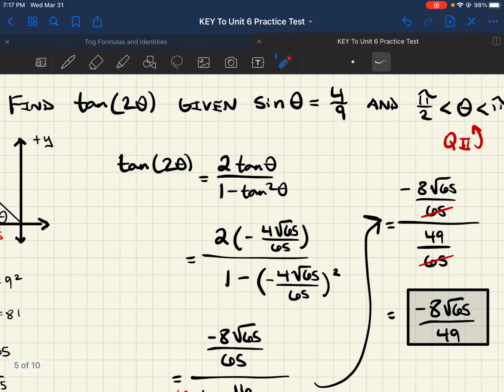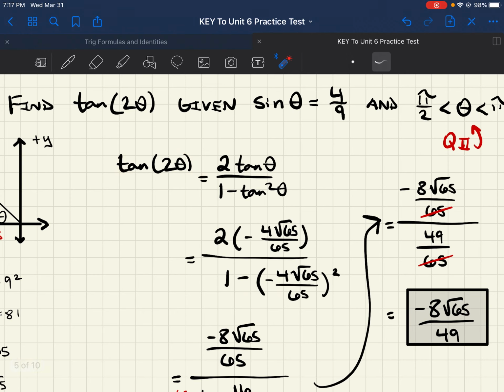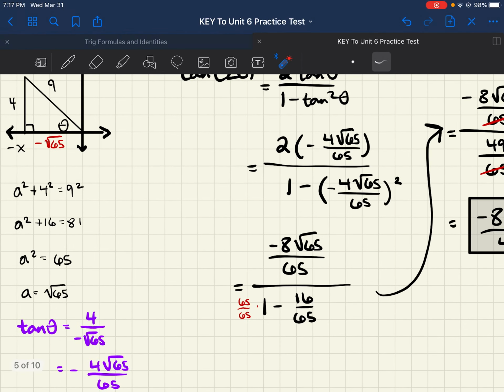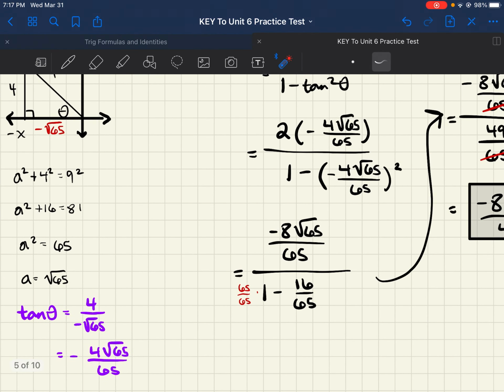So we are trying to calculate the tangent of 2 theta. And because the tangent of 2 theta requires us to know tangent of theta, let's go ahead and calculate that real quick. Well, we know tangent is opposite over adjacent. So opposite of angle theta is 4. Adjacent to angle theta is negative square root of 65. So we have 4 over negative square root of 65. We don't normally or really ever like square roots in denominators. So let's rationalize it by multiplying by root 65 over root 65. So this gives us the tangent of theta, negative 4 root 65 over 65.